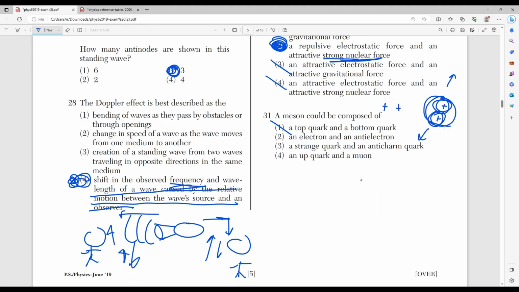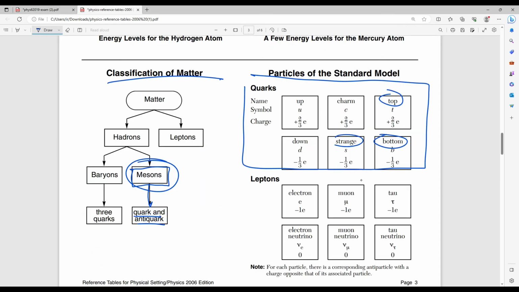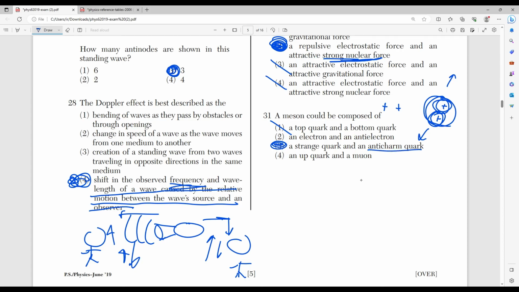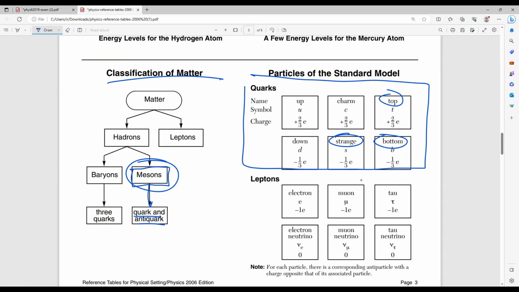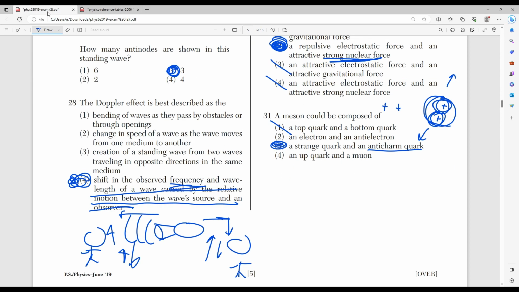There's no antiquark here. The only thing with the antiquark is a strange quark, right? Strange quark is still a quark. And here we have an anti-charm quark, right? Here we have a charm quark, right? But it's saying anti, and that means it's an antiquark. That's all. Because whenever you have anti in front of something, that means that it's an antiquark.